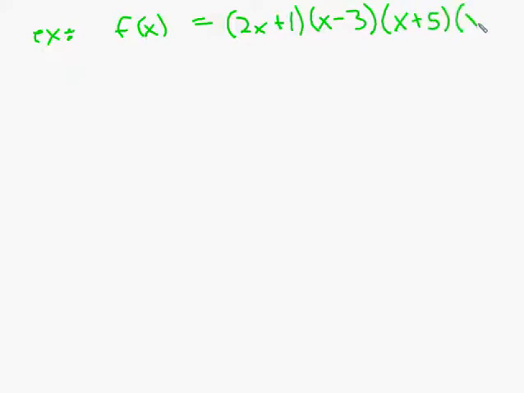Why not just do one more? (x - 8). There. I have 4 of them. It's already factored. And thank goodness, because if it wasn't, this would be a degree 4. And I want you to see why it's degree 4. What's the power on this x? 1. What's the power on this x? What's the power on this x? What's the power on this x? Okay? And that makes this a degree 4.